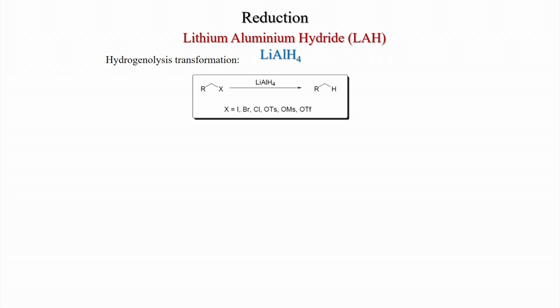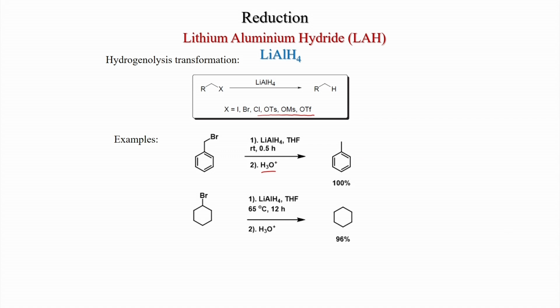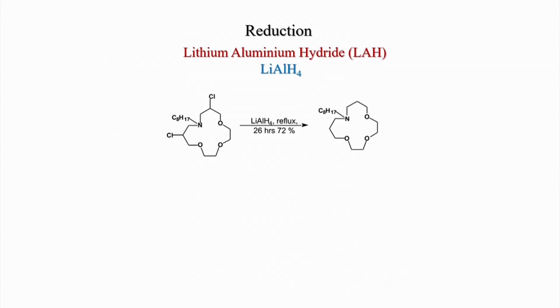Hydrogenolysis transformation also occurs with lithium aluminum hydride, where X is equal to bromine, iodine, chlorine, O-tosyl, O-mesyl, or O-triflate, and you get this alkane. Examples: benzyl bromide treated with lithium aluminum hydride in THF, followed by acidic workup, gives toluene. Similarly, cyclohexyl bromide with lithium aluminum hydride in THF at 65 degrees centigrade, followed by acidic workup, gives cyclohexane in 96% yield. And a normal long chain alkyl bromide with lithium aluminum hydride also gives the alkane.